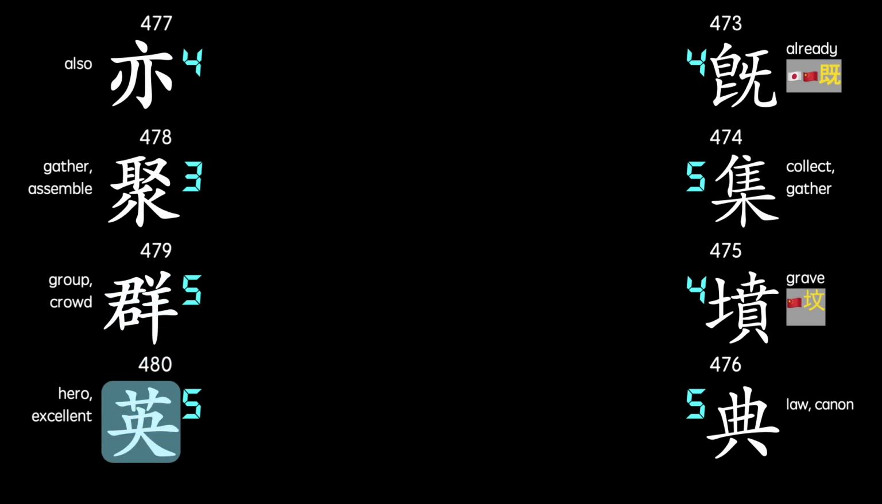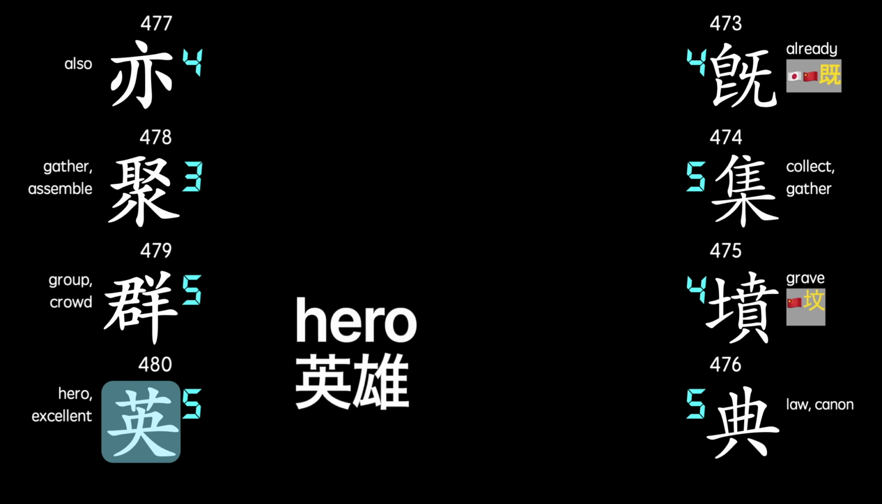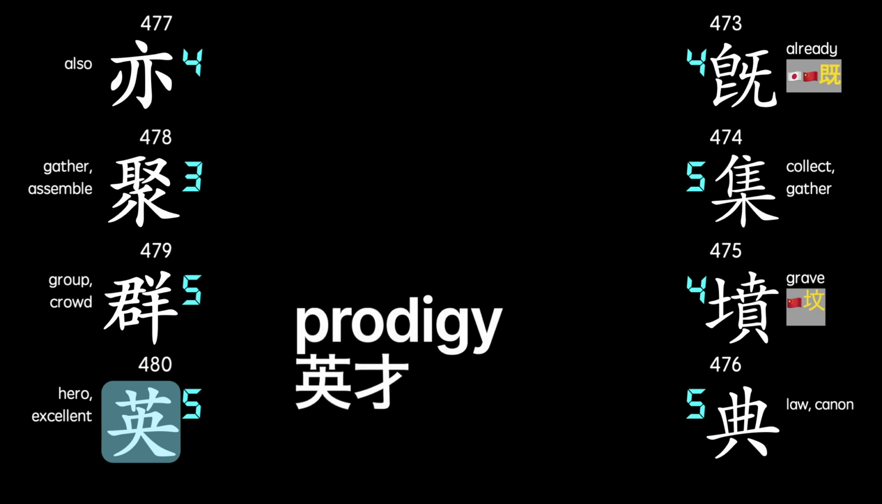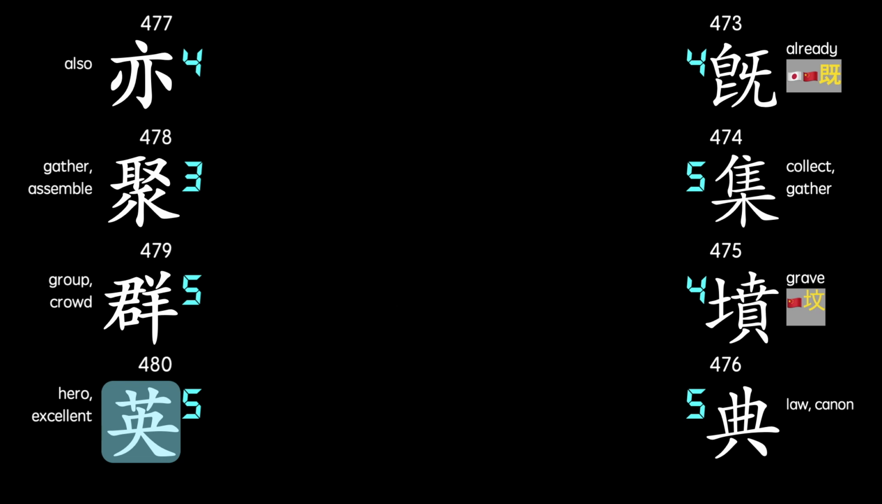And this character is a very interesting one, particularly for an English speaker. It is part of the word for hero, and appears in a related word, prodigy. So in the context of the classic, there's a reference to a great scholar or a great intellectual.